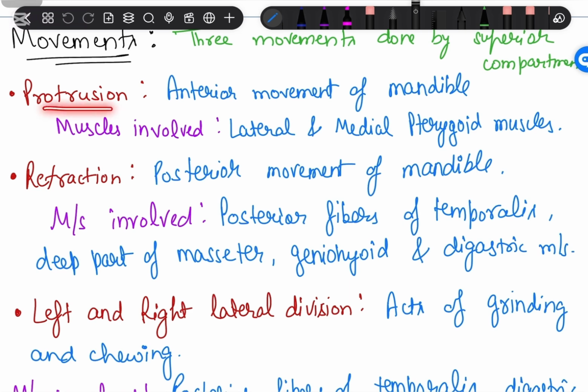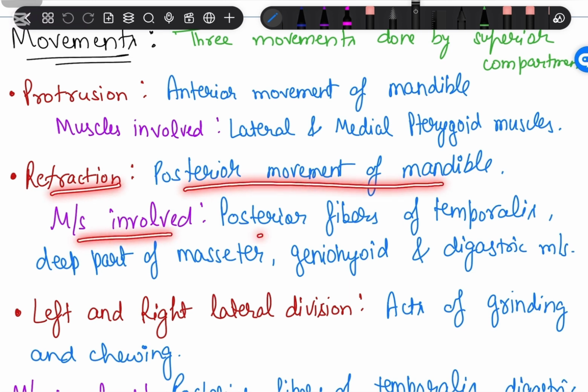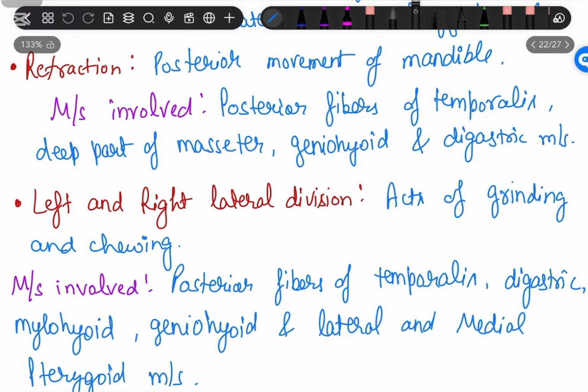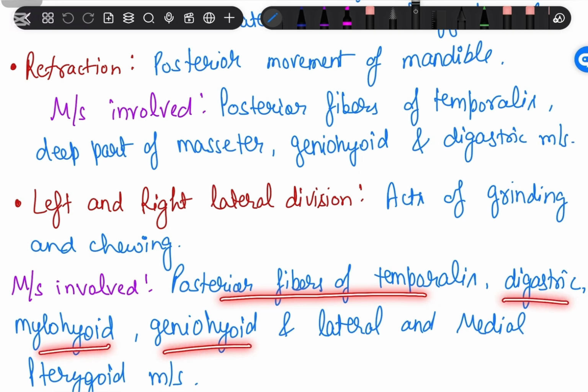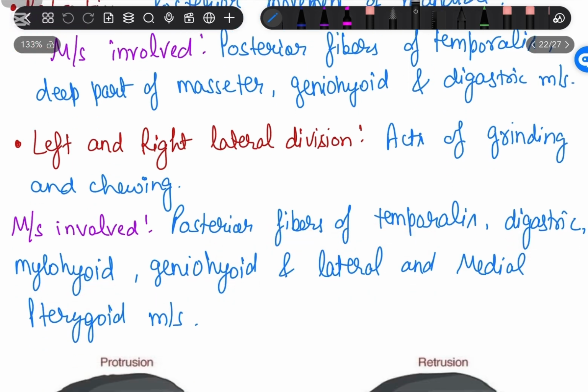First, we will talk about protrusion. Protrusion is the anterior movement of the mandible. The muscles which help in this movement are the lateral and medial pterygoid muscles. Next, we have retraction, that is the posterior movement of the mandible. The muscles involved are the posterior fibers of temporalis, the deep part of masseter muscle, geniohyoid, and the digastric muscle. Then, left and right lateral deviation. It is the act of grinding and chewing. The muscles involved are the posterior fibers of temporalis, digastric, mylohyoid, geniohyoid, and the lateral and medial pterygoid muscles.